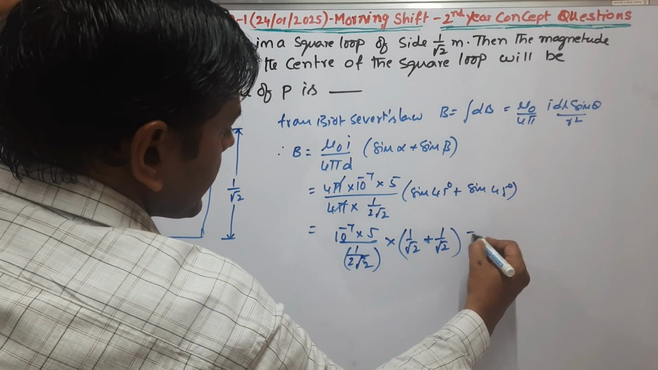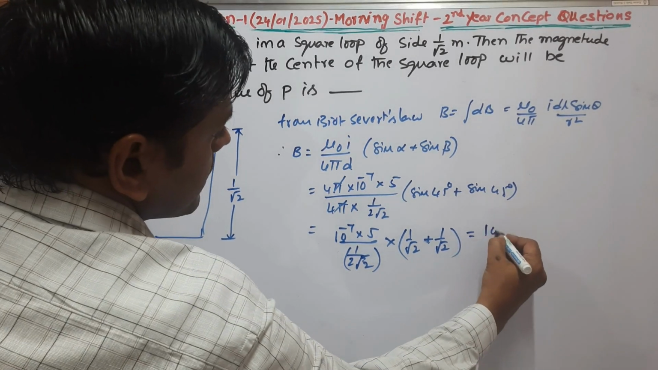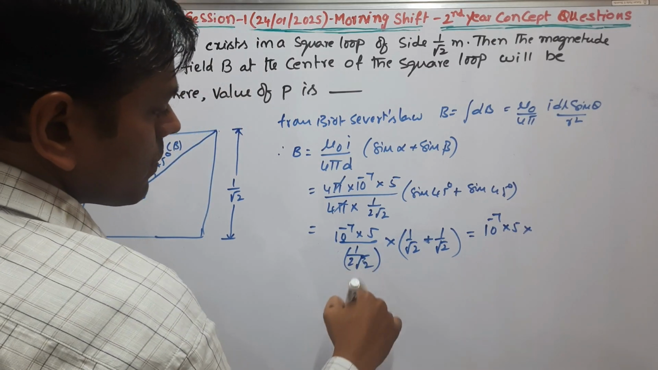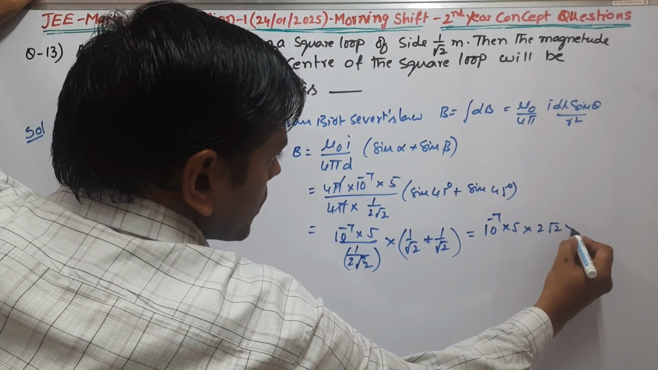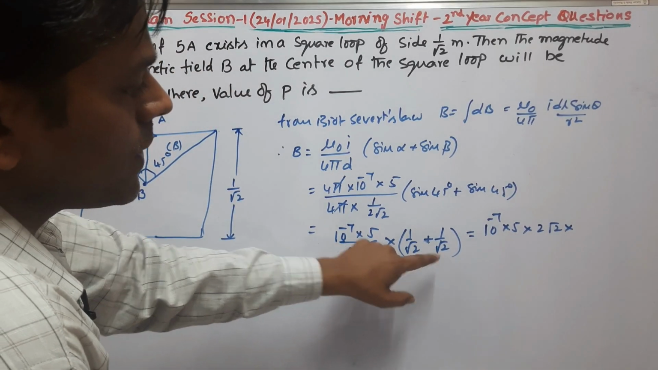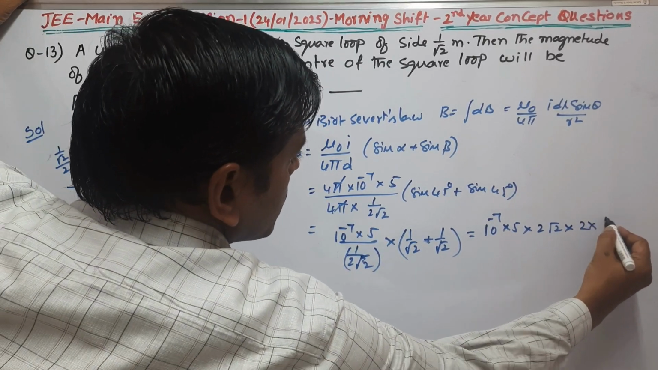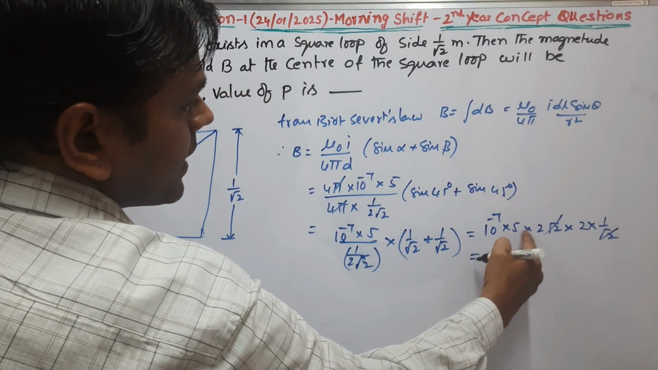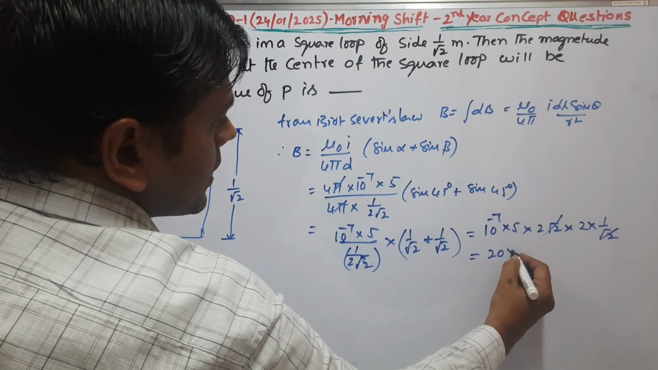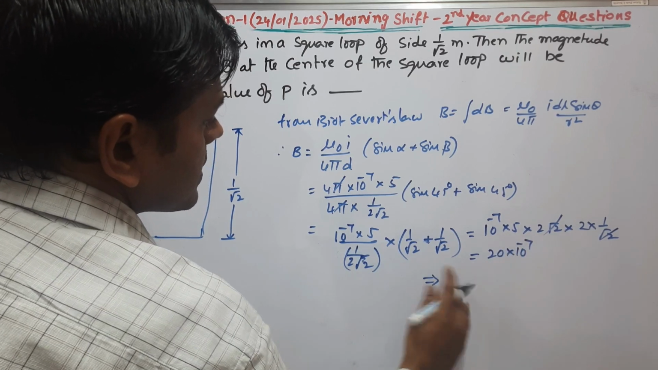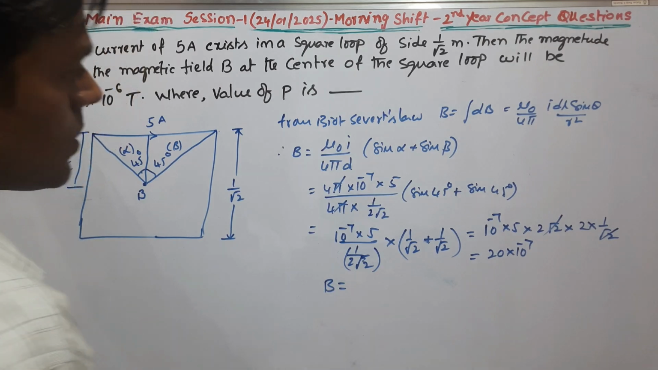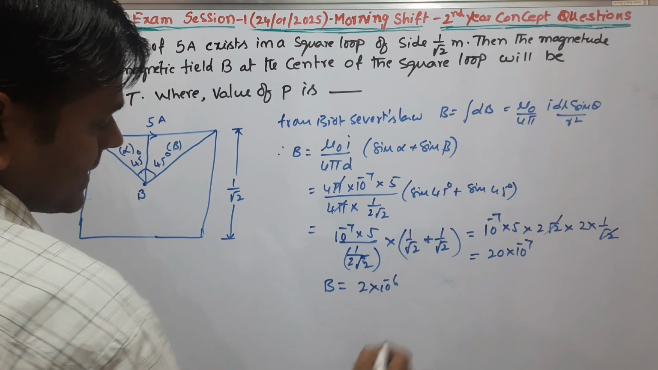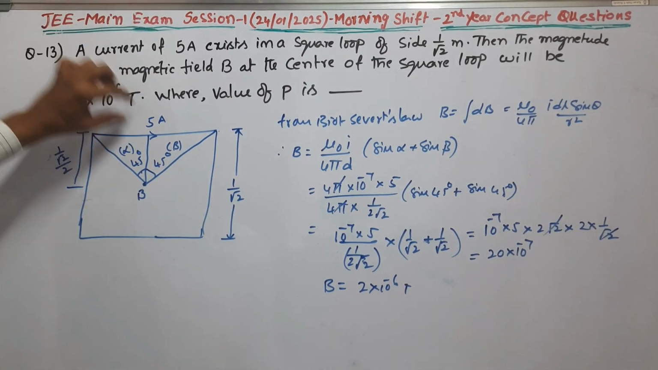Okay. So, it may be written like this. 10 power minus 7 into 5 into, going to the numerator, 2 root 2 into 1 by root 2 plus 1 by root 2, 2 into 1 by root 2, this root 2 is cancelled, then you get 5 into 10, 10 into 20 into 10 power minus 7, which is equal to B, that is 2 into 10 power minus 6 Tesla.